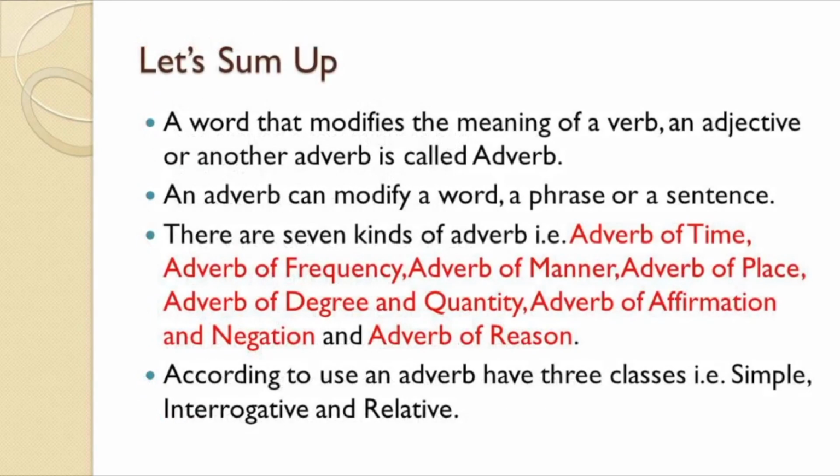Dear students, let's sum up what we have learned today. A word that modifies the meaning of a verb, an adjective, or another adverb is called an adverb. An adverb can modify a phrase, a word, or a sentence also. We have seven kinds of adverb. For example, adverb of time, frequency, manner, place, degree and quantity, affirmation and negation, and adverb of reason. According to use, an adverb has three classes: simple adverb, interrogative adverb, and relative adverb. There is also one exercise which you have to do.